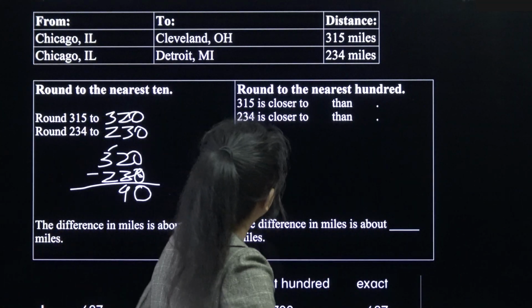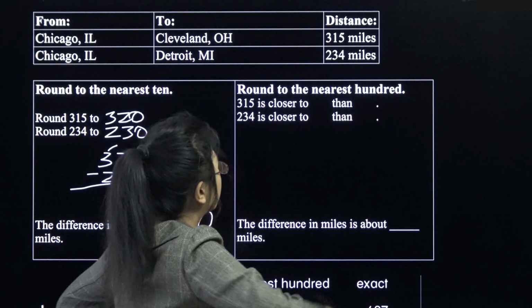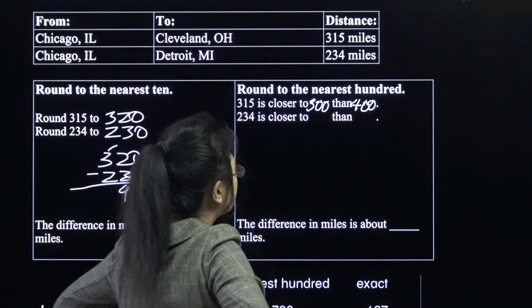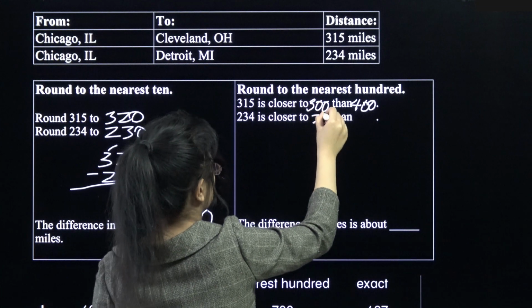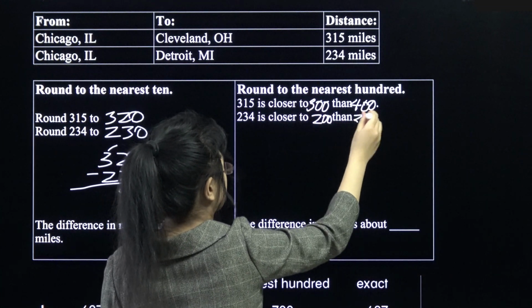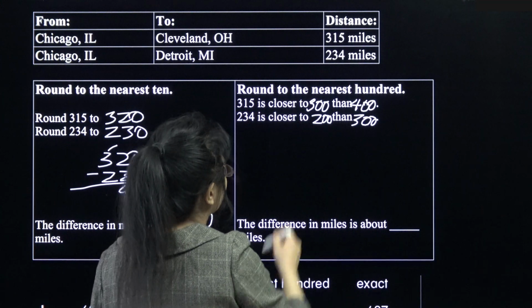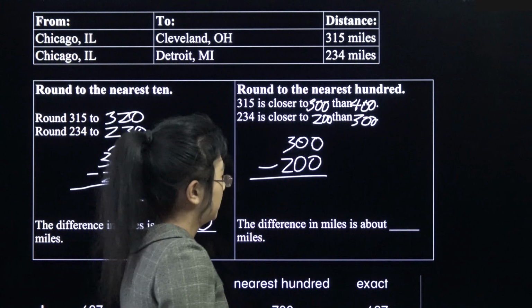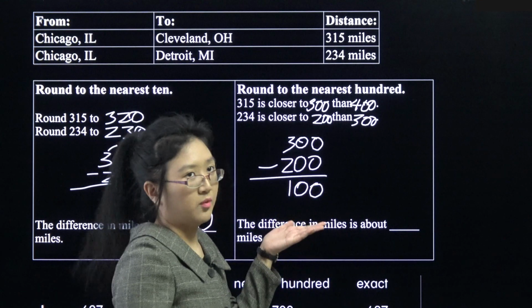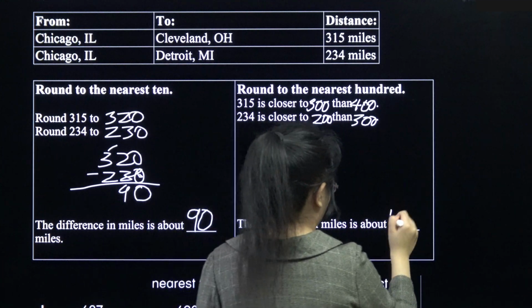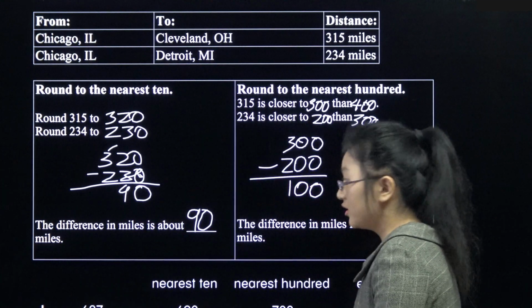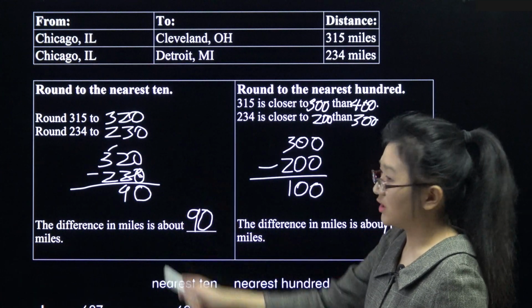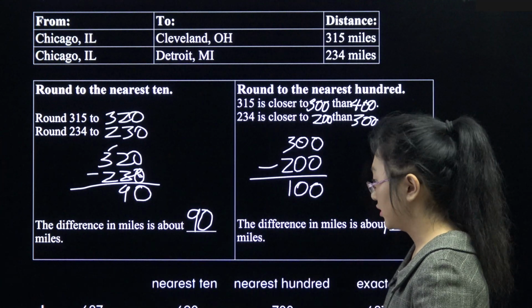So if we round to the nearest 100, 315 is closer to 300 than 400. And 234 is closer to 200 than 300. Which means it's this, which is equal to 100. The difference in miles is about 100. Technically, you could say it's either. But usually if you round to the nearest 10, it's closer. Usually.